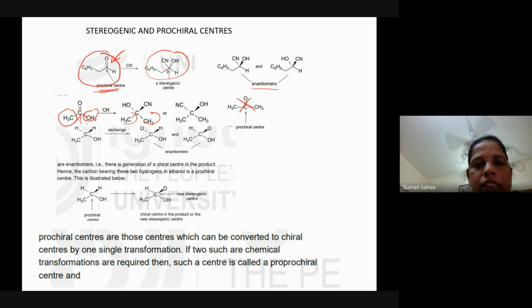Even when we exchange these hydrogens with deuterium, that gives us enantiomers. So this carbon is a prochiral center, and it is giving you stereogenic centers. So for a prochiral center, when we replace it with another group, we get a new stereogenic center. Prochiral centers are those centers which can be converted to a chiral center by one single transformation. If 2 such chemical transformations are required, then we need 2 steps, and that would be your prochiral center.